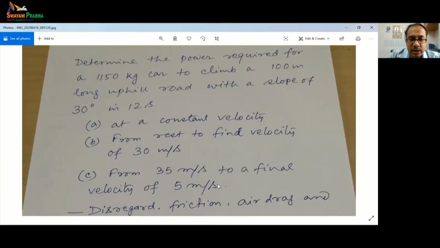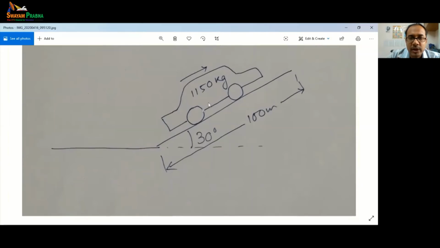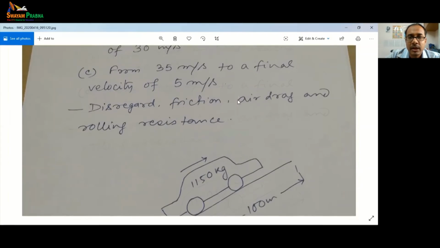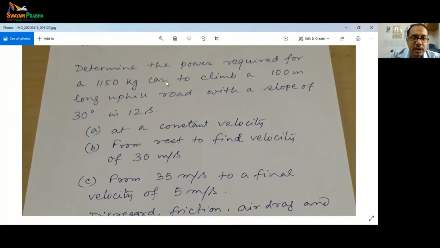So if we directly look at the schematic picture for this problem, we have a car which is going from the bottom to the top through a straight uphill road, and the inclination of that uphill road with the horizontal is given. The length of that road is also given, and it is also given what the mass of that car is and how much time it takes to cover that 100-meter stretch of the uphill road.